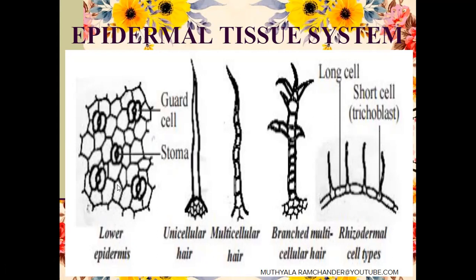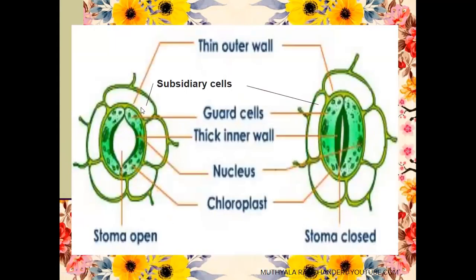First, we discuss the epidermal tissue system from the stomata. The stomatal complex is present in the lower epidermis of mesophytes and the upper epidermis of hydrophytes. The stomatal complexes contain guard cells and subsidiary cells. See, it is the stomatal complex. Stoma means a pore-like structure. The pore-like structure opens in one position and closes in another.